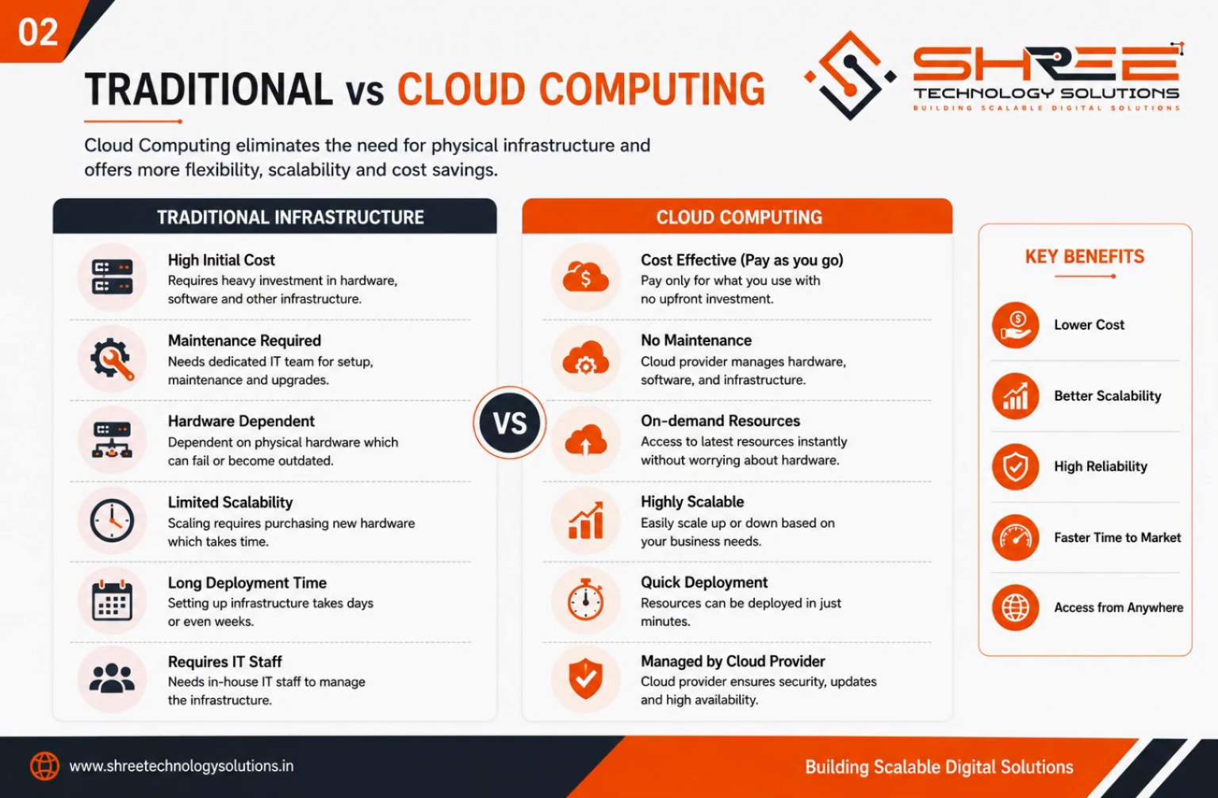Now let's compare traditional IT infrastructure with cloud computing. In a traditional setup, companies must buy physical hardware, leading to high initial costs, long deployment times, taking days or weeks, and dedicated IT teams to handle maintenance and security. Scaling up requires purchasing extra physical servers, making it limited and costly. On the other hand, cloud computing is highly cost-effective with zero upfront hardware investment. Resources can be deployed in just minutes. Maintenance is managed entirely by the cloud provider, and infrastructure can easily scale up or down based on instant business needs.